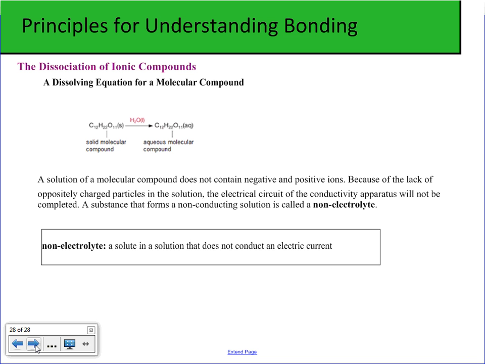So the dissolving equation of a molecular compound. We've got a solid molecular compound, here it's sugar, okay? We add water, and now it's just become aqueous, that's the only difference.